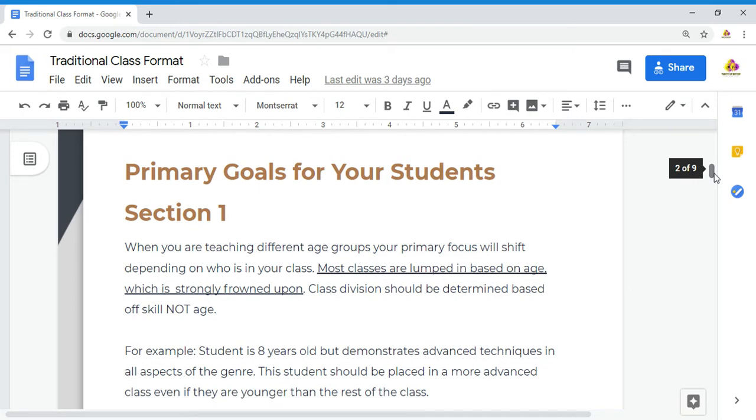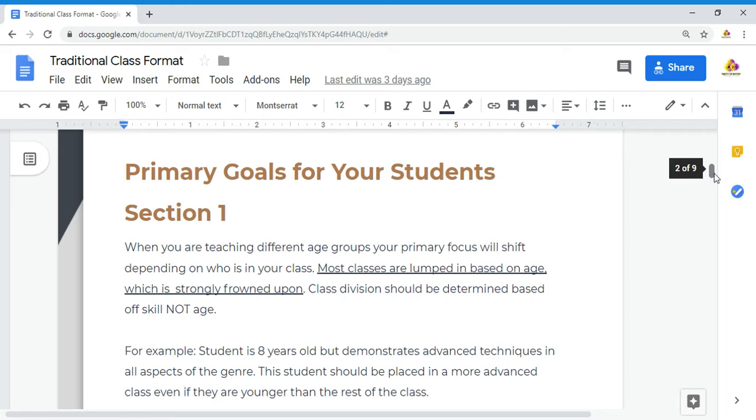Basically, this is a breakdown of the things you should be focusing on depending on the age of your students. Now, I want to really get you to understand what I mean by that. Most classes are broken down by skill level. It is really frowned upon to break down your classes based upon age.